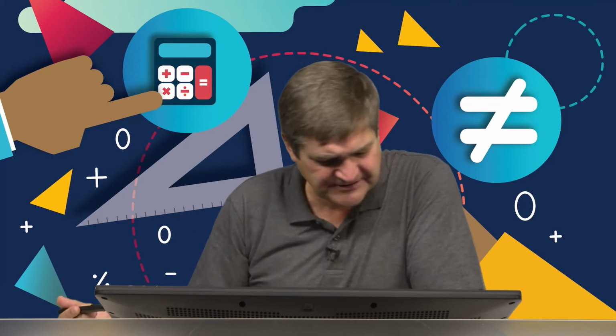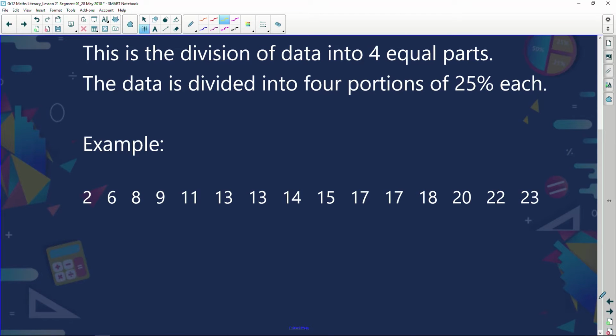Let's have a look at this data. What I've done here is I've tried to make it as easy as possible. For this first example, I've got all my data in order. You can see I've got a 2, 6, 8, 9, 11, 13, 13, 14, 15, 17, 17, 18, 20, 22, 23. Okay, great.